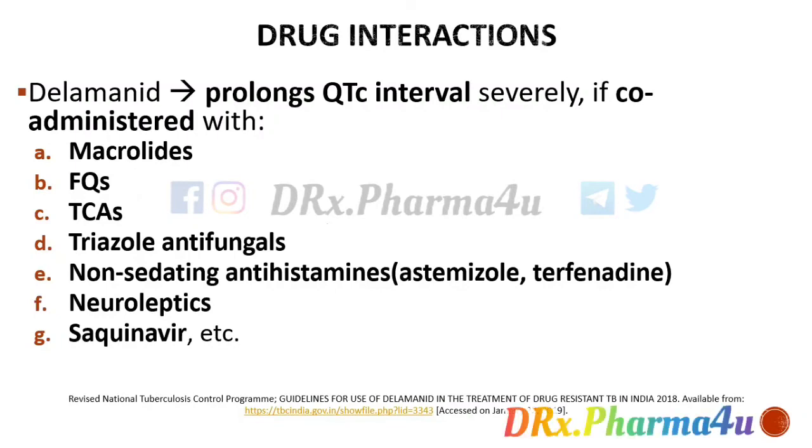If you look at the drug interactions, DELAMANID can prolong the QT interval in a very severe manner if it is administered with macrolides, especially erythromycin, roxithromycin, and to some extent clarithromycin. Azithromycin has a very low risk of QT interval prolongation. If you are using it along with fluoroquinolones, especially levofloxacin, moxifloxacin, or tricyclic antidepressants, if you have studied toxicology, you have studied TCA poisoning, you know very well that tricyclic antidepressants usually cause QT interval prolongation. Triazole antifungals, to some extent, can also cause QT interval prolongation.